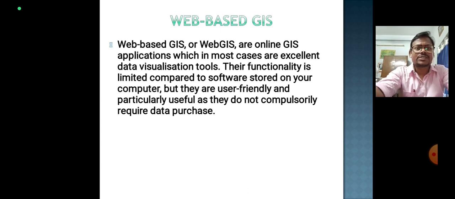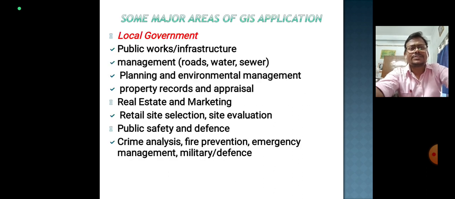Web-based GIS, or WebGIS, are online GIS applications which in most cases are excellent data visualization tools. Their functionality is limited compared to software stored on your computer, but they are user friendly and particularly useful as they do not compulsorily require data purchase.